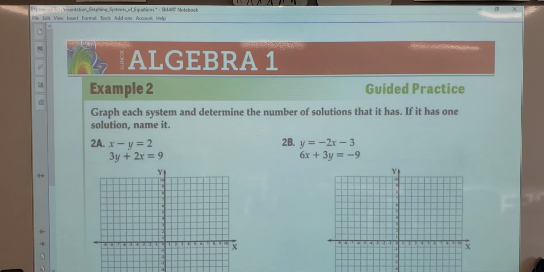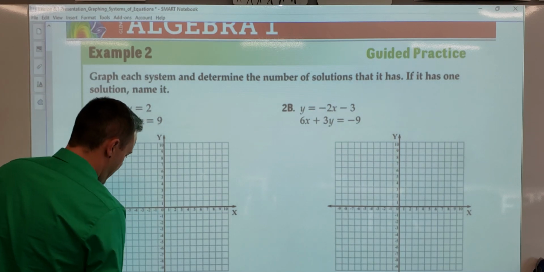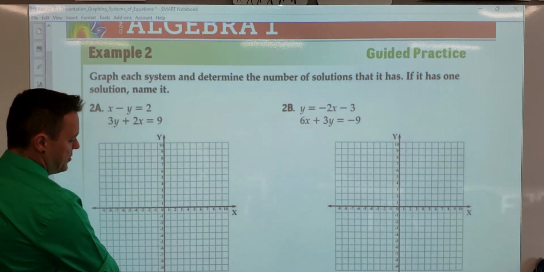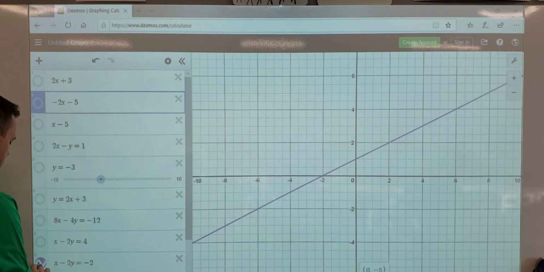Work on these two, please. All right, pause the video if you have to, but graph these, okay? When you graph these, you'll find out, and I don't know if I have these on Desmos because I may have skipped it all day. Let me see here. Nope, I don't have them. I skipped them all day.